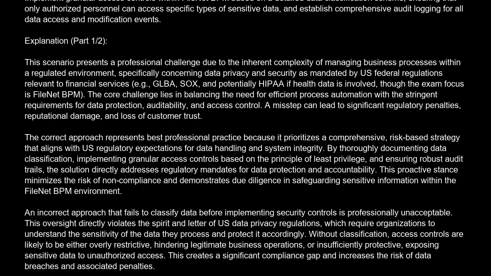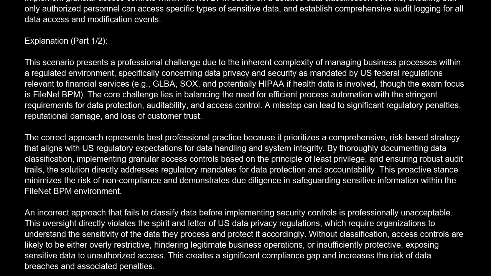Explanation. This scenario presents a professional challenge due to the inherent complexity of managing business processes within a regulated environment, specifically concerning data privacy and security as mandated by U.S. federal regulations relevant to financial services, e.g., GLBA, SOX, and potentially HIPAA if health data is involved, though the exam focus is FileNet BPM. The core challenge lies in balancing the need for efficient process automation with the stringent requirements for data protection, auditability, and access control. A misstep can lead to significant regulatory penalties, reputational damage, and loss of customer trust.